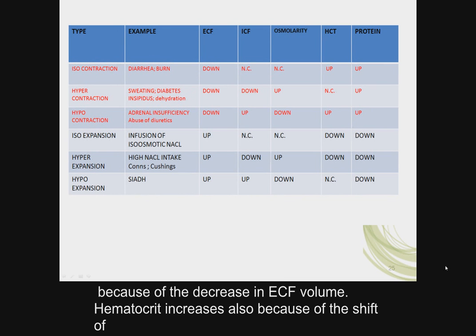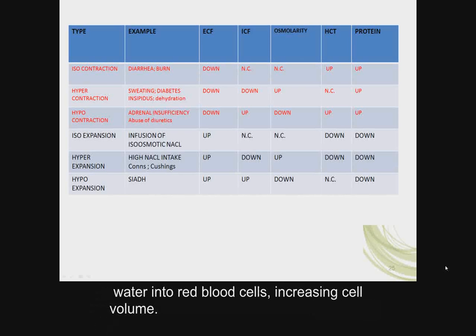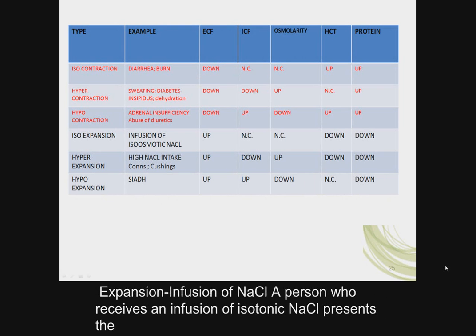In hypoosmotic volume contraction, both plasma protein concentration and hematocrit will be increased because of the decrease in ECF volume. Hematocrit increases also because of the shift of water into red blood cells, increasing their cell volume.